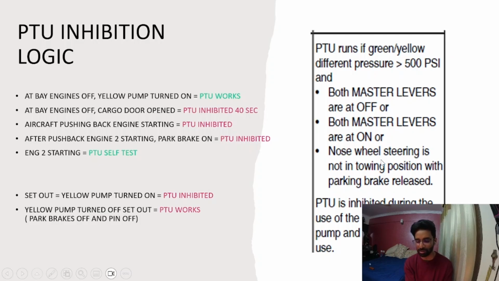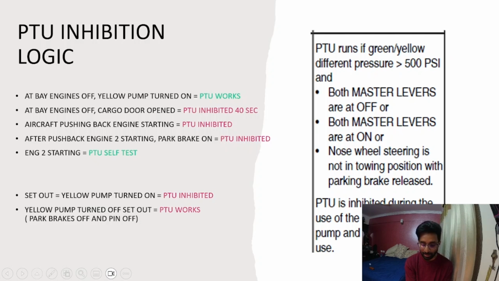So these are the inhibition conditions that I'm going to talk about in this part of the video, to make you understand the working of the PTU better, when it works and when it doesn't work. So the condition for the PTU to work is that the difference between the green and yellow should be 500 psi. That remains the same. And it is an AND condition. That has to be there and both master levers are off. Okay, that is one condition. Or both master levers are on. Or nose wheel steering pin not in towing position with parking brake released. These are the 3 OR conditions. So I'll go one by one, so we'll be more clear about when it is happening.